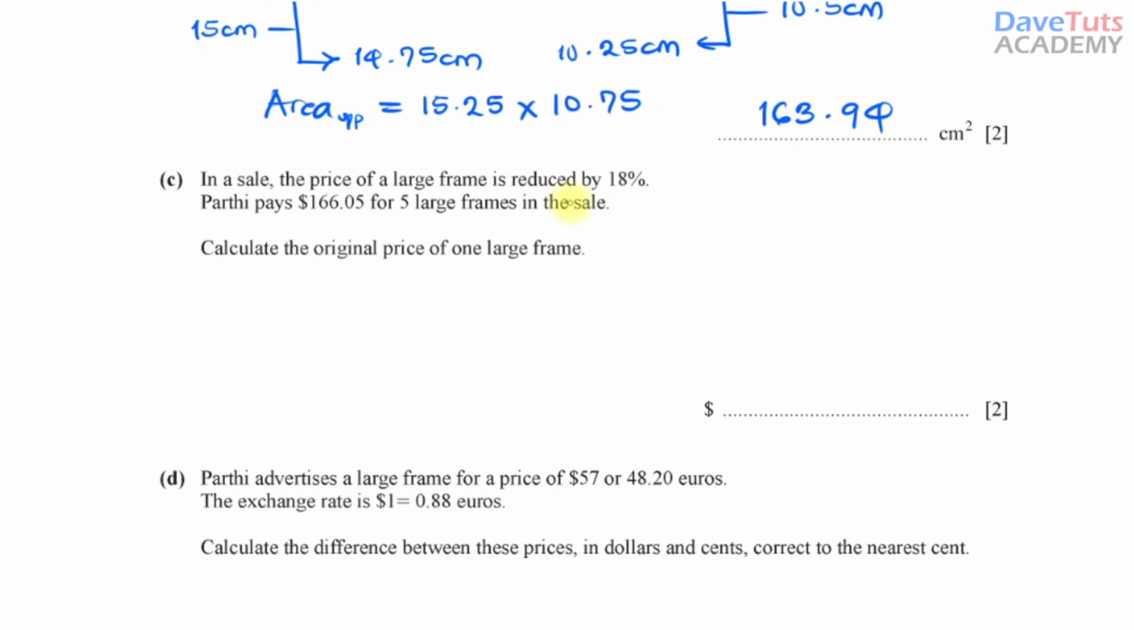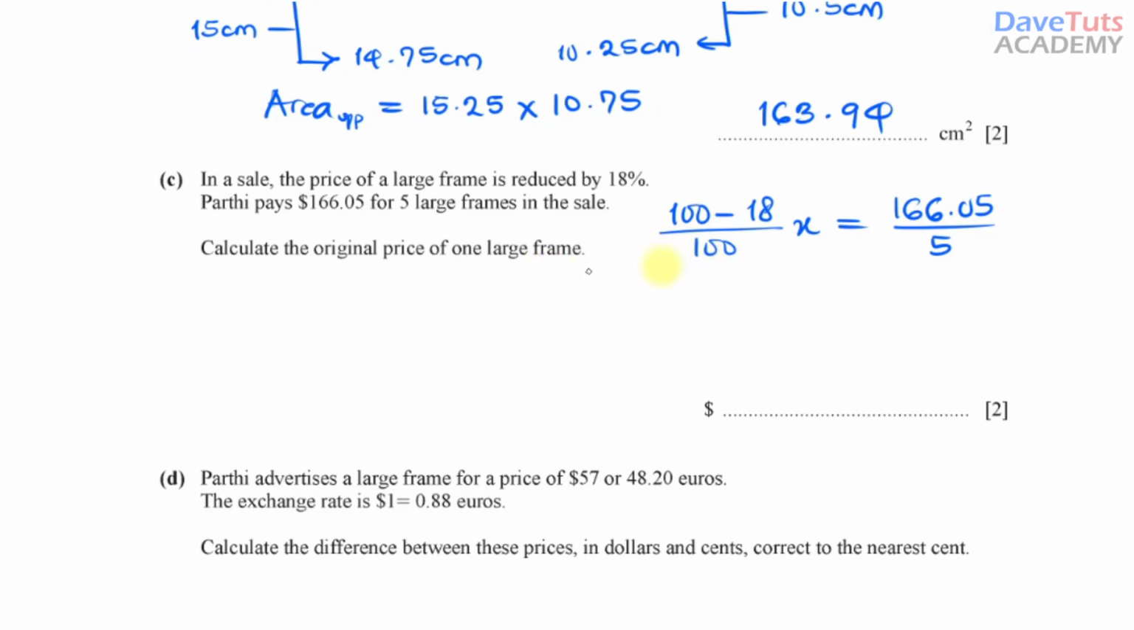Very good. We can relate this: when we're talking about the reduction by 18%, that means originally we have 100, but now since we are reducing it, that is minus 18. Okay, this is over 100 of the price, which we can call x, is equal to, now we're told that Party pays this amount for 5 large frames, but the amount for one will be that amount over 5. So we can have 166.05 divided by 5 large frames that we are talking about.